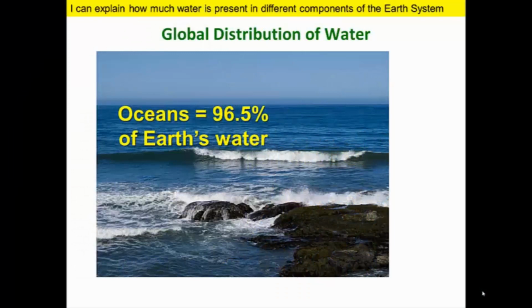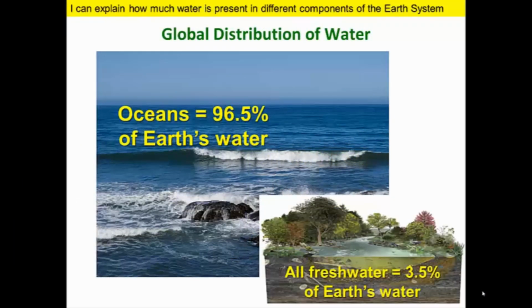As you probably already know, the bulk of the world's water is currently found in the form of salt water in the world's oceans. This accounts for 96.5% of all the world's water. The remaining 3.5% represents the fresh water that's available on our planet.